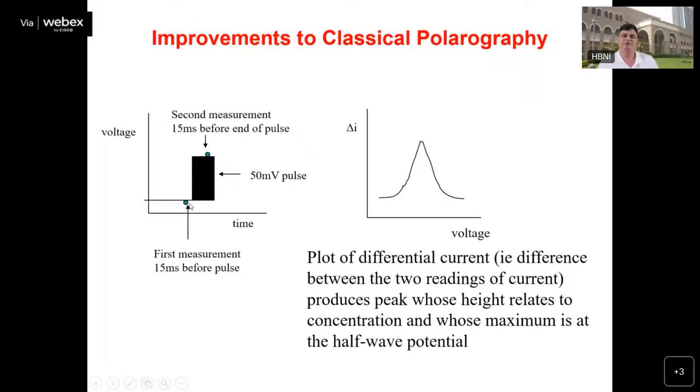See, this is basically a voltage versus time plot. In this, a 50 millivolt pulse is given. The first measurement is done before the pulse, and the second measurement 15 milliseconds before the end of the pulse. When we plot the differential current, it produces a peak whose height is related to the concentration and whose maximum is the half-wave potential. So this is how we bring improvement in classical polarography.